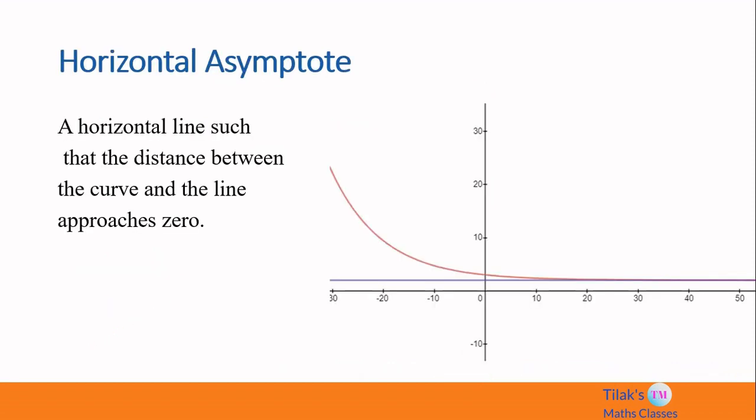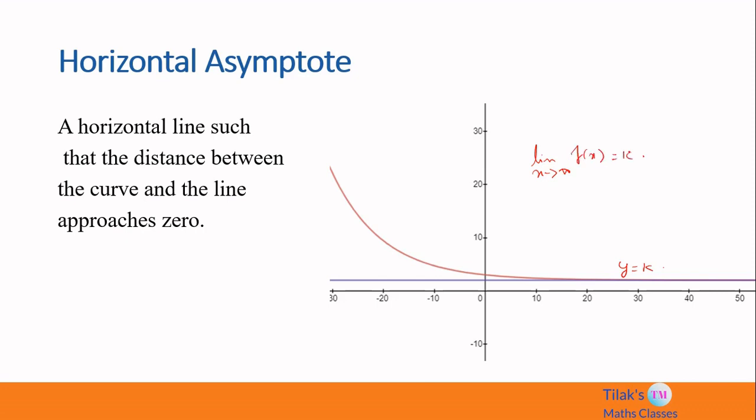Horizontal asymptote. A horizontal line such that the distance between the curve and the line approaches 0 as the curve tends to infinity is called a horizontal asymptote. So here we have an example of a curve and its horizontal asymptote. Since it's a horizontal line, let us say the equation of the line is y equal to k. Here we can see that the curve is approaching infinity horizontally and the value of the function as x tends to infinity becomes equal to k. So here we can say that the limit as x tends to infinity of f of x is equal to k.